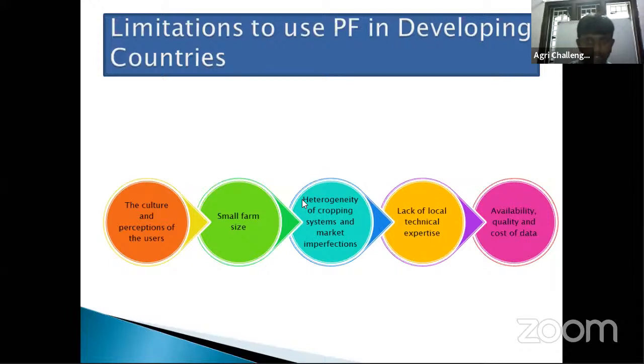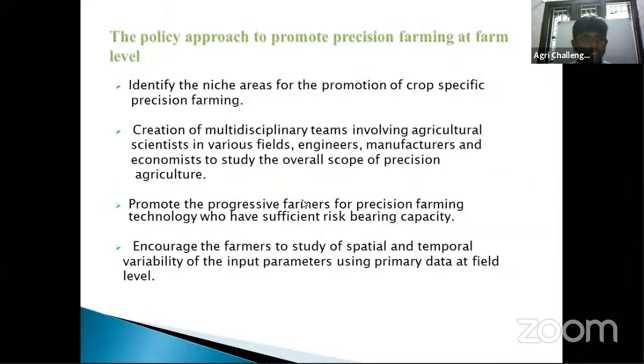Then the policy approach to promote precision farming at farm level. Okay, these are the technology, these are the tools, this is the first step, and these are the merits and demerits. Okay, but just give me 1 minute, I will be back.